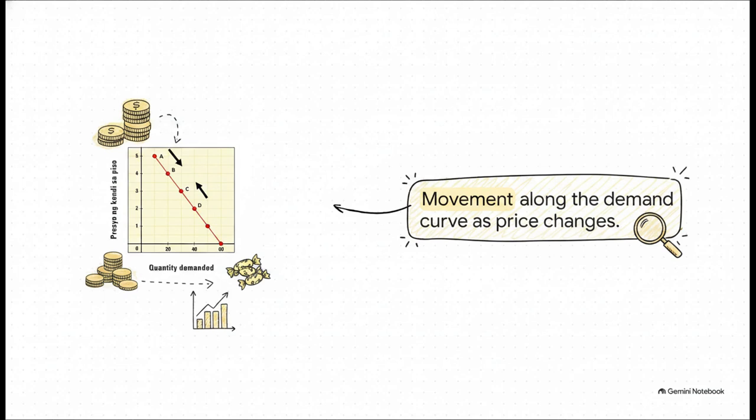Now, when the price of the product itself changes, we get what's called a movement along the demand curve. If the price drops from $5 down to $4, we just slide over to the next point on that exact same line, and we can immediately see the demand jump from 10 to 20 pieces. This downward sliding movement visually proves the law of demand in action.